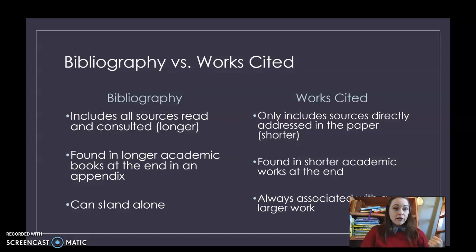You tend to find bibliographies at the end of long academic works like books, while works cited pages tend to occur in shorter articles. Finally, bibliographies can stand alone as a document in their own right, while works cited are always associated with a paper, some larger work.